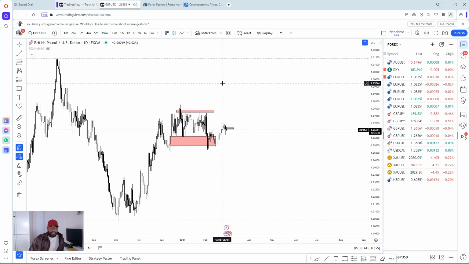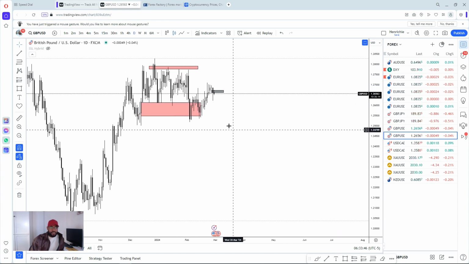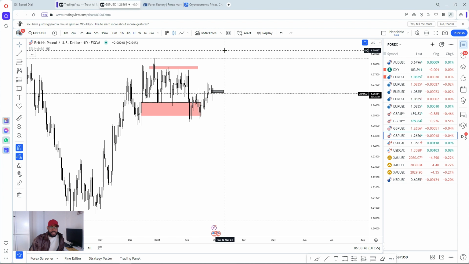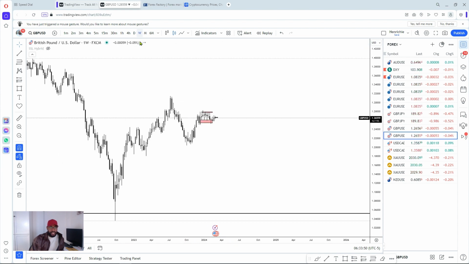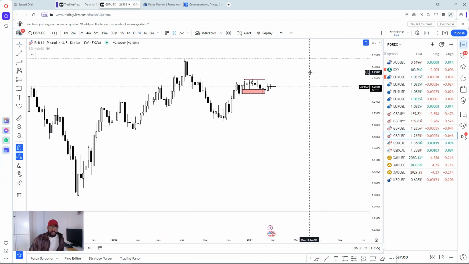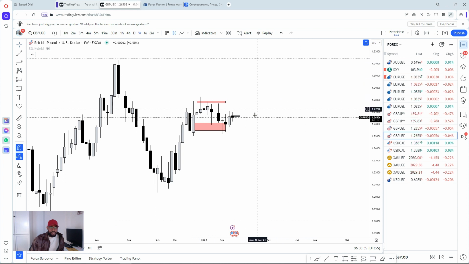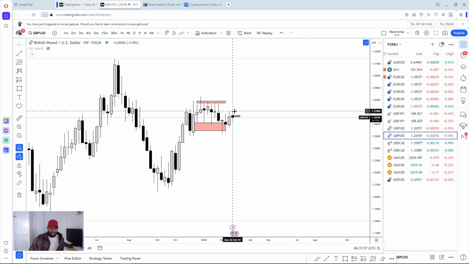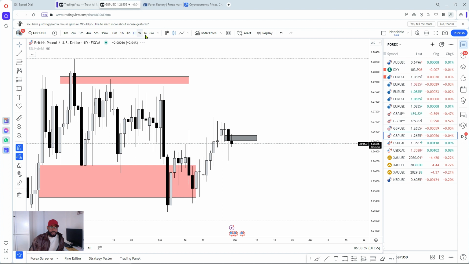So let's look at the daily on GBP US dollar. The candle on the daily is kind of showing us that it wants to go to the downside. Let's look at the weekly. Weekly looks in between, and it's not really showing whether it is going down or not. It's just kind of in between bullish and bearish.